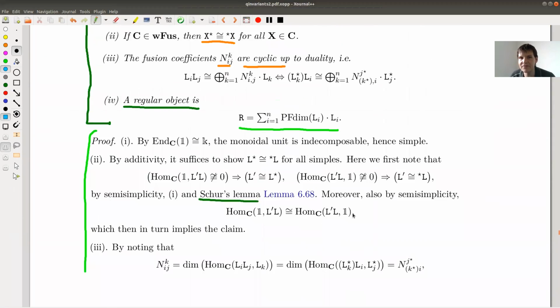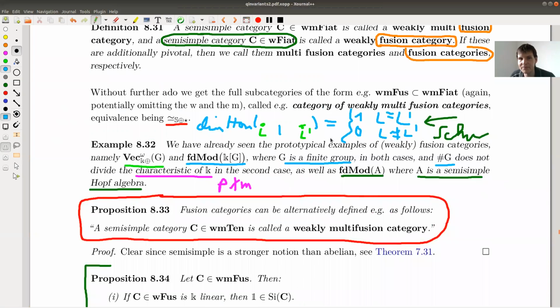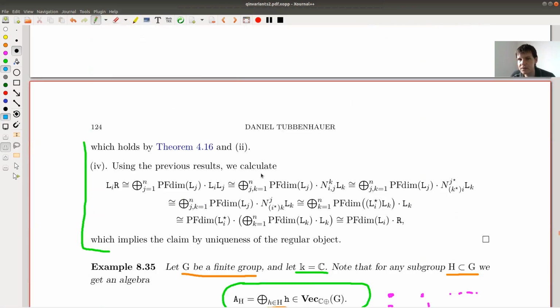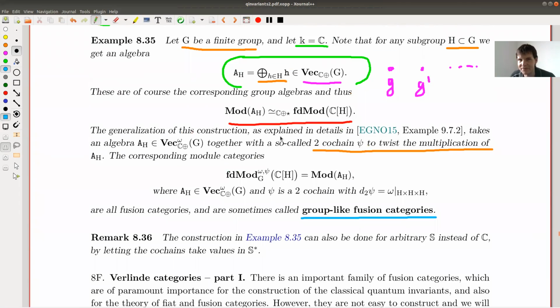So that's the takeaway message. Those examples were group graded things, finite dimensional modules of a group. Here is another source of examples, finite dimensional modules of a group but twisted. So you might ask, maybe all fusion categories are of that form? That would be bad. Why would that be bad? Basically because there is no topology in those fusion categories. The braiding is very boring.